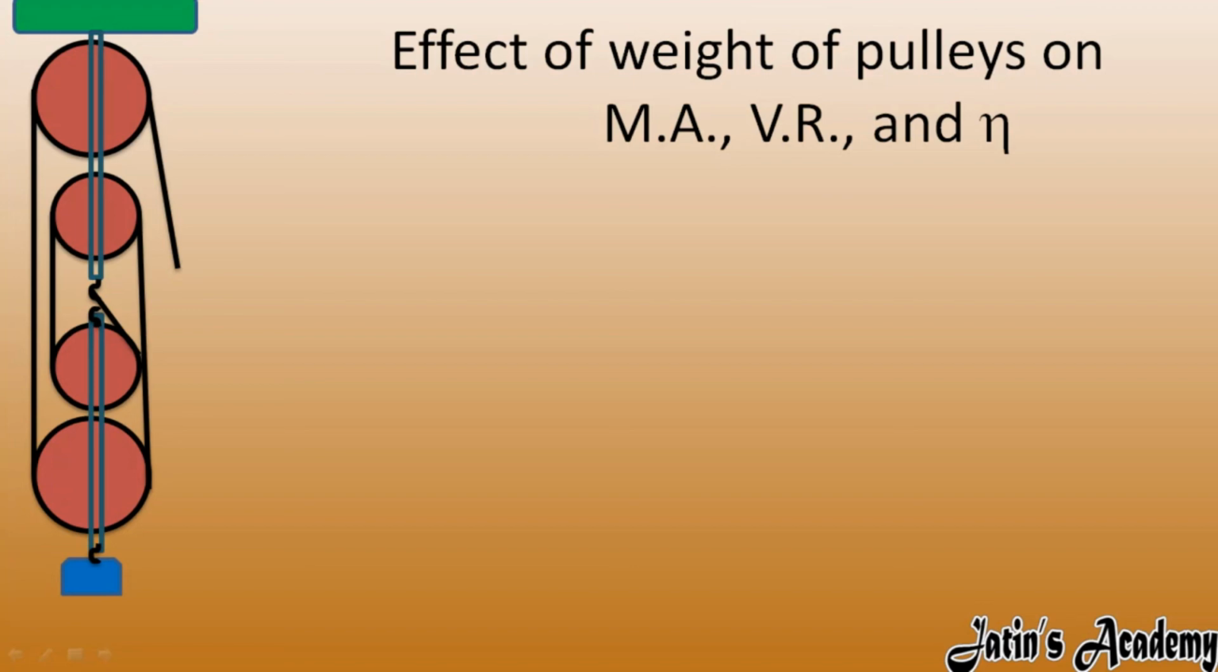Now carefully see, in the previous derivation we have not considered the effect of the weights of these movable pulleys. Here we have two types of pulleys, fixed and movable. Fixed pulleys are fixed at one point, they are just rotating, they are not moving. So the effect of weight of these fixed pulleys we are not considering. But here movable pulleys have some weight, so this weight is acting in the downward direction and the load is acting in the downward direction.